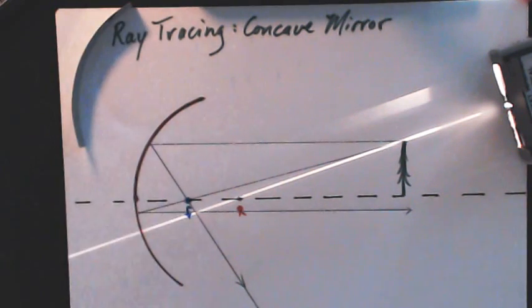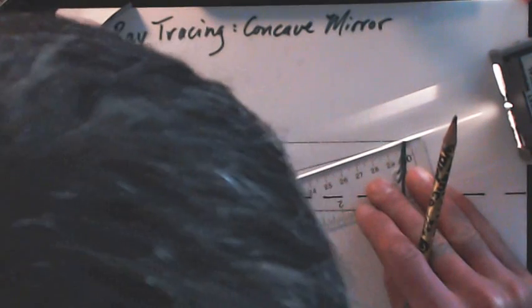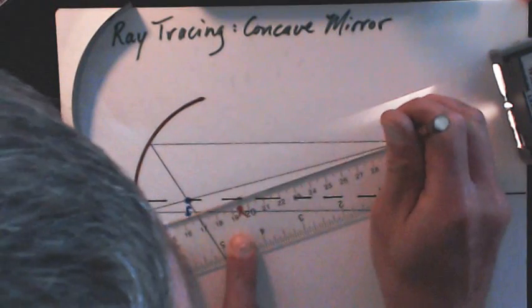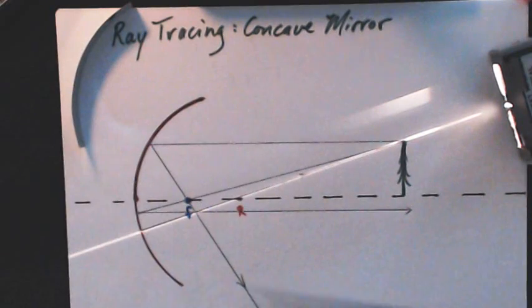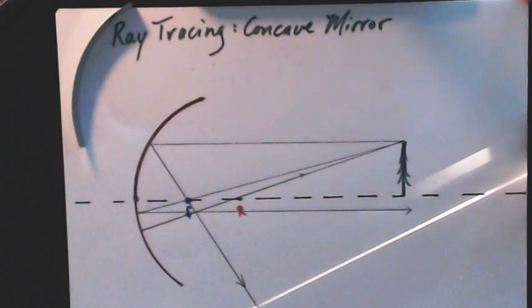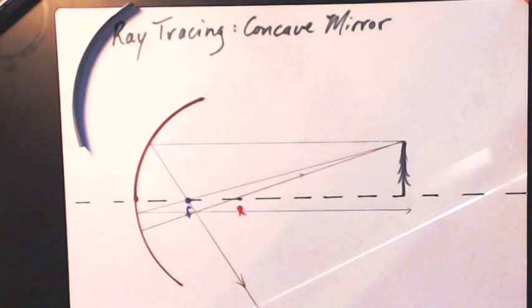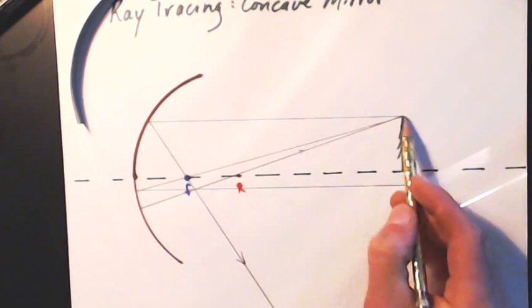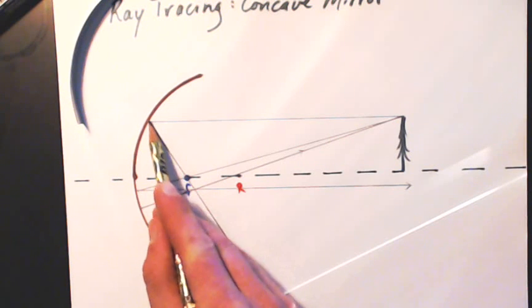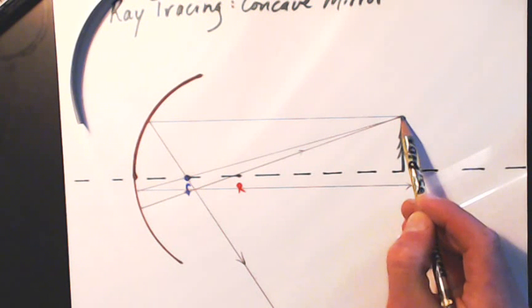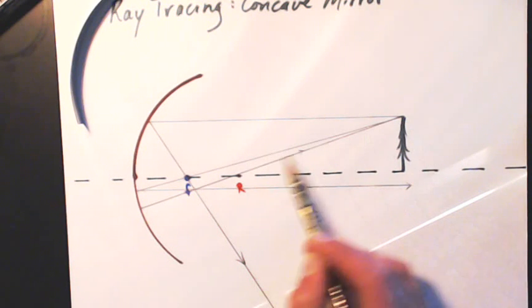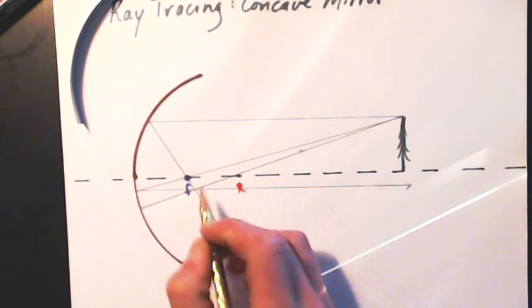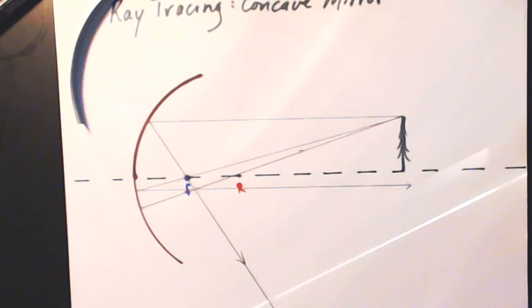So let's draw this one back out. Starting at the top, going through the radius. It's going to hit and then come back out. So let's take a look at where we ended up. Ray number 1 comes in parallel, goes through the focus. Ray number 2 comes in through the focus, comes out parallel. Ray number 3 goes through the center and back onto itself, and they all meet right here.